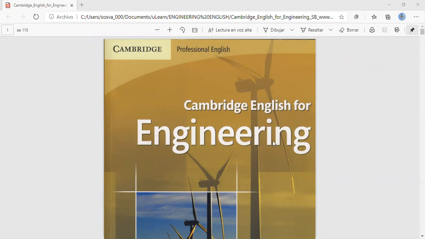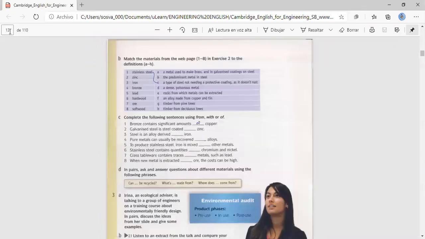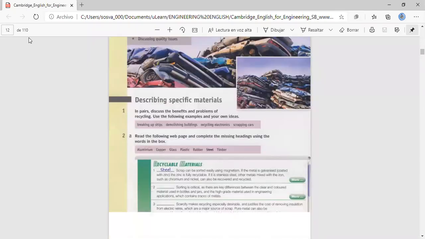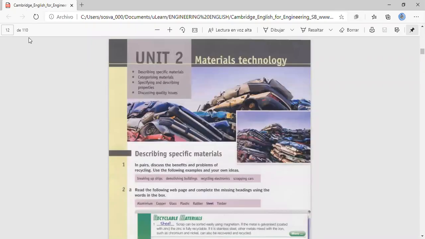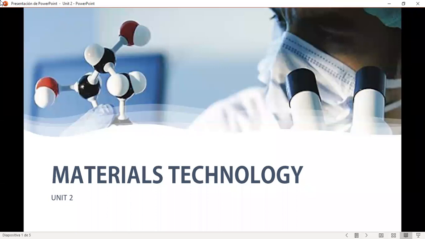So we're going to continue talking about engineering English, and today in this session we're going to start with Unit 2. In your book that might be page 14. But before we look at the book, I'm going to play a PowerPoint presentation for you. Just to briefly introduce what the unit is going to be about: materials technology. Are you now looking at the screen of the presentation? Yep, okay.